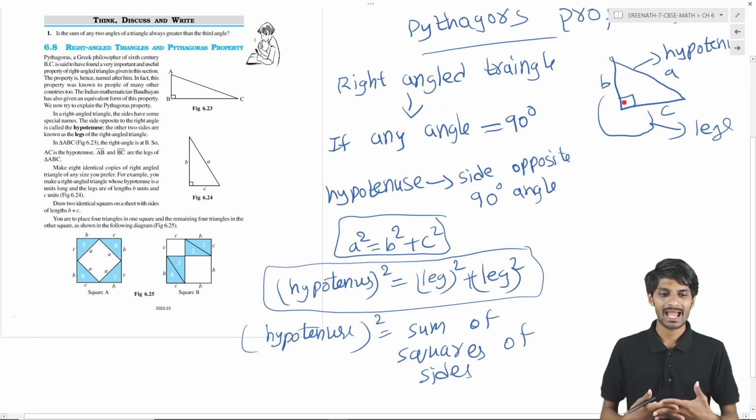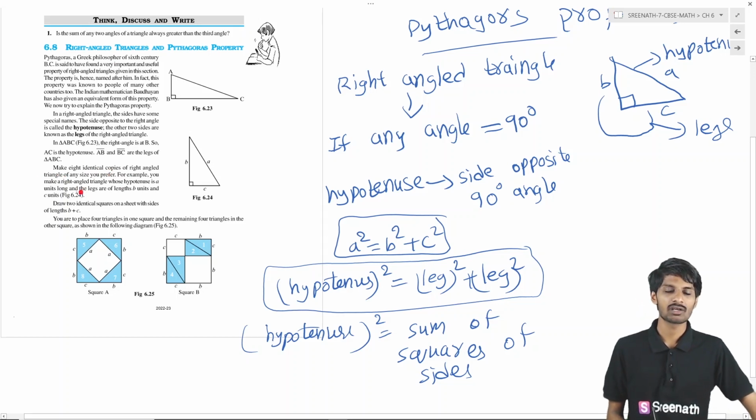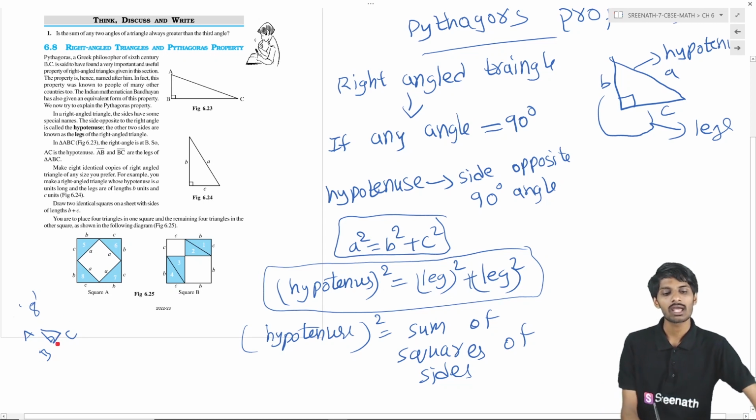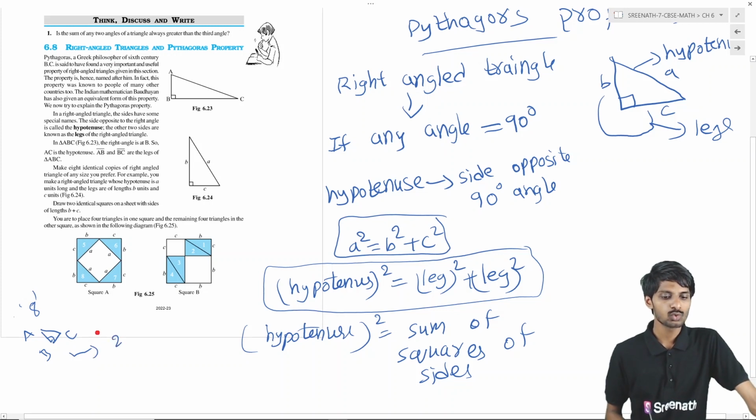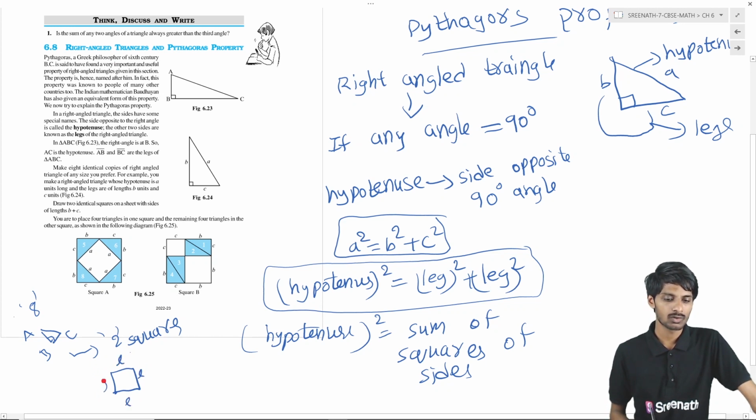So if you want to know this practically, what we have to do is make eight identical copies of a right angle triangle of any size, students. So ABC, like that, we have to make eight triangles, all having the same lengths. Next we have to make two squares. What is the length of each side of a square? You have to make two squares, and the length of each side in a square is B plus C.